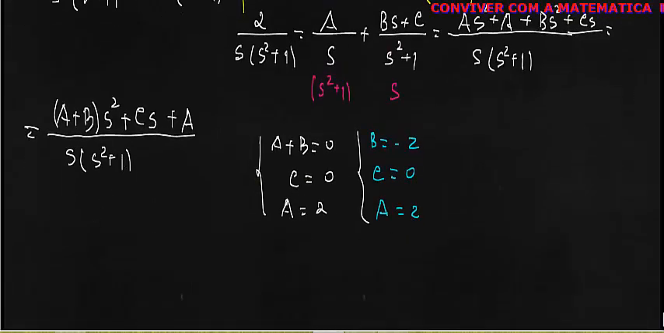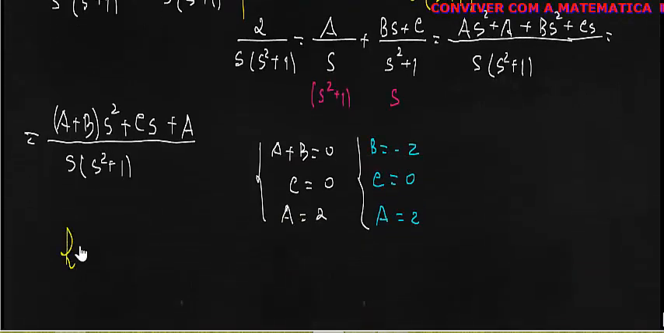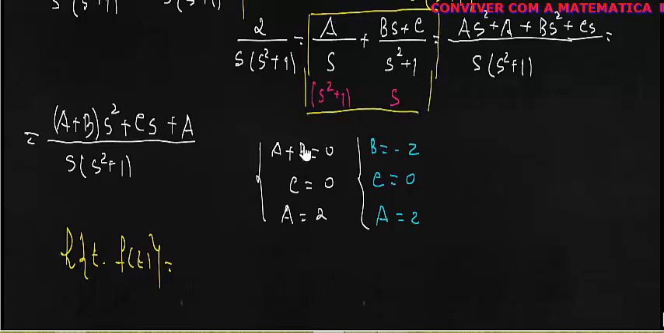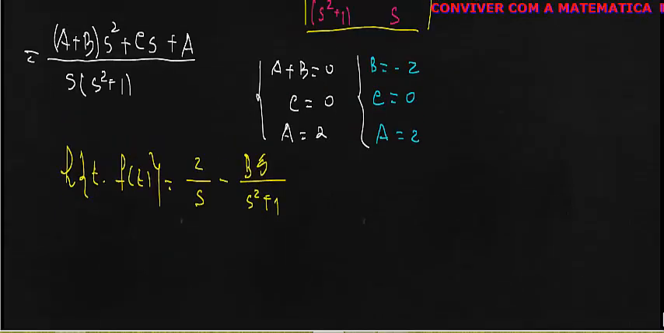So now I can say that the Laplace transform of t times f of t equals, I have here the expression, you see, so it is a question of substitution of a by 2 and b by minus 2 and c by 0, and I will get 2 over s minus b times s over s squared plus 1.